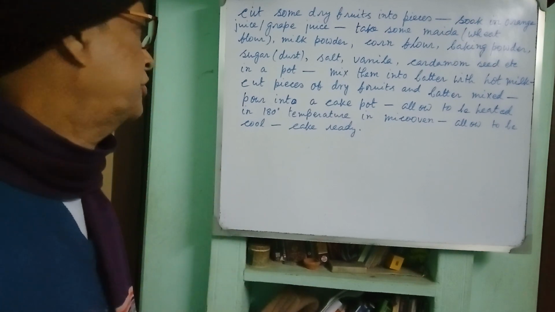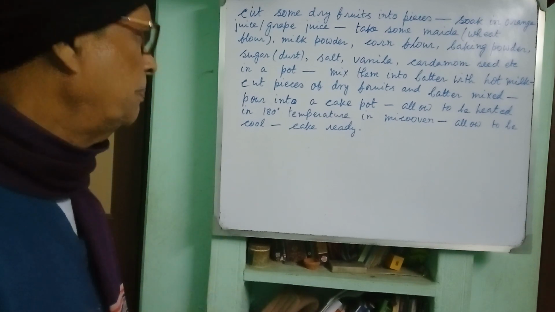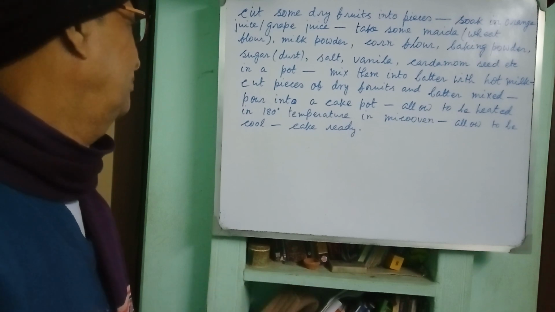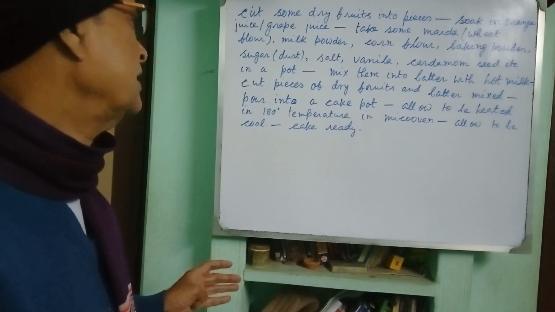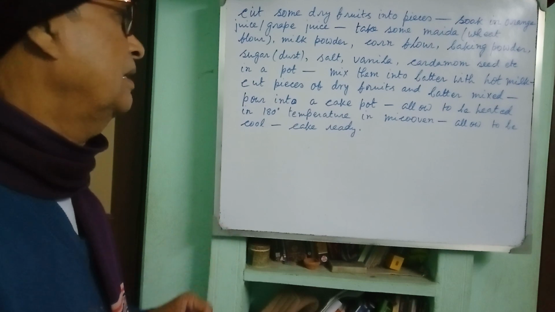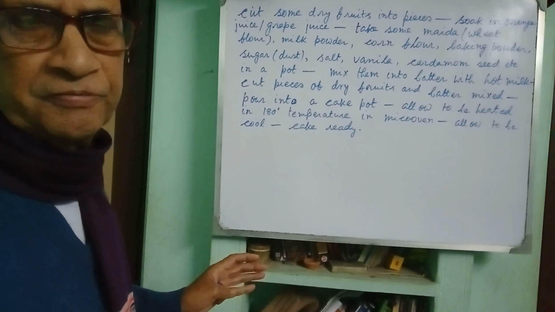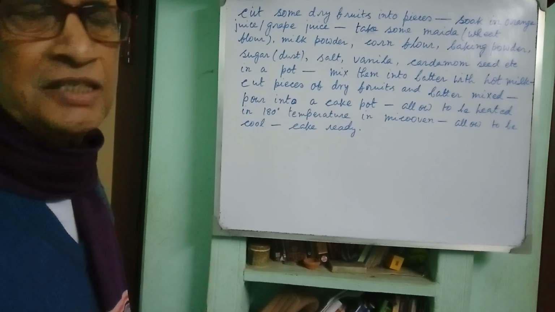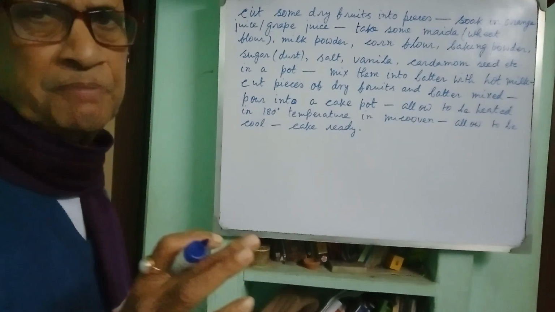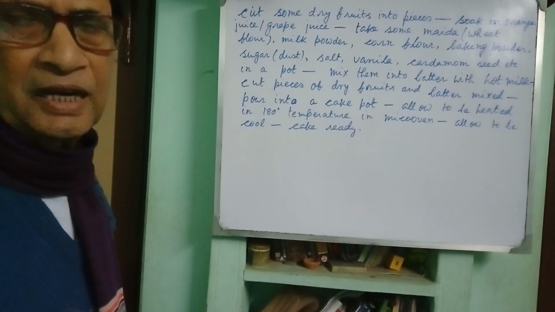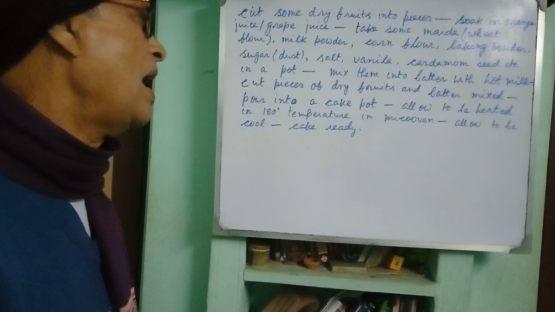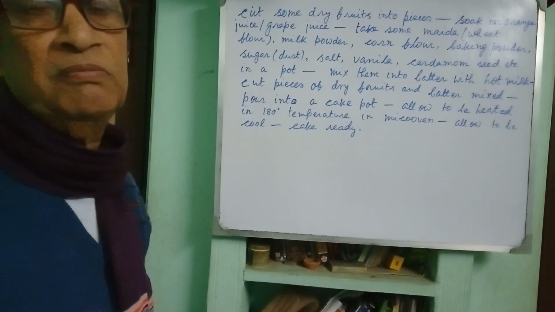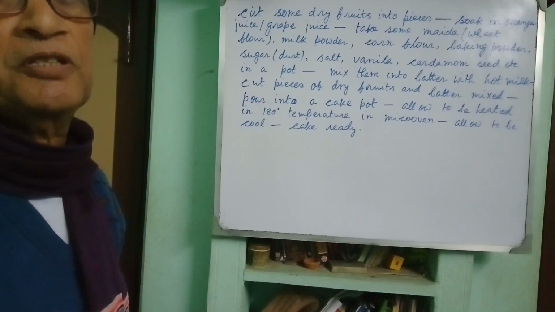Now they are mixed into batter with hot milk. The cut pieces of dry fruits and batter are finely mixed, and the procedure is subject plus present form of the verb, that is the auxiliary verb, and the past participle form of the principal verb.